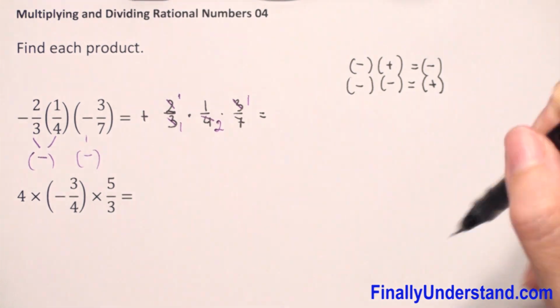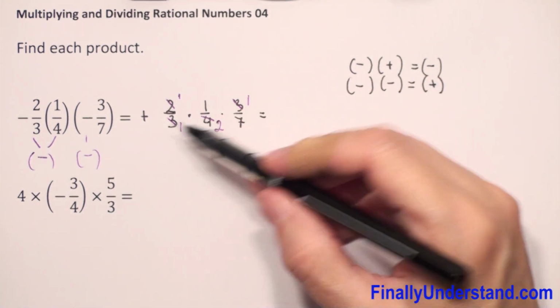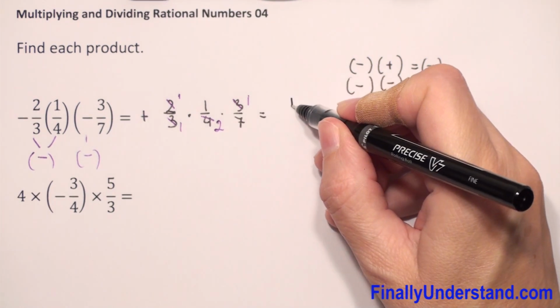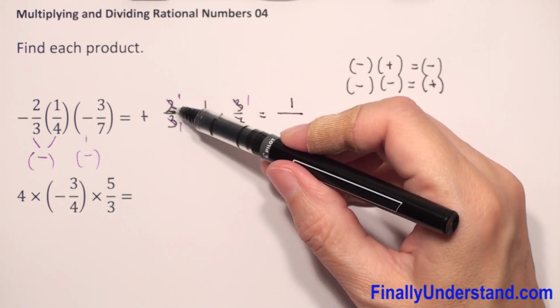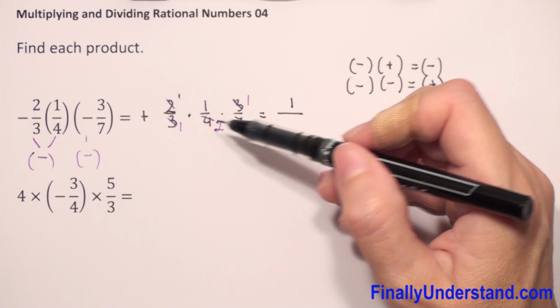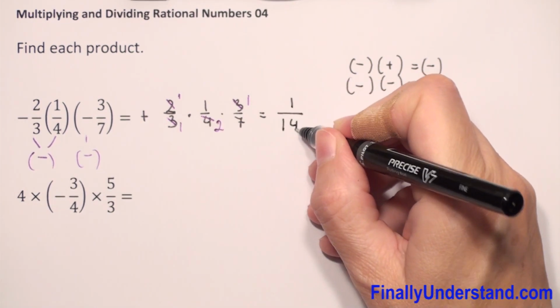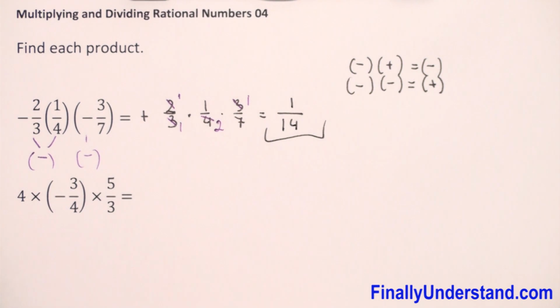And next we can do multiplication. Like I said, a positive sign we don't have to write. We have 1 times 1 times 1. We multiply fractions: numerator times numerator, denominator times denominator. So we have 1 times 2 times 7 is 14. So we have the first solution.